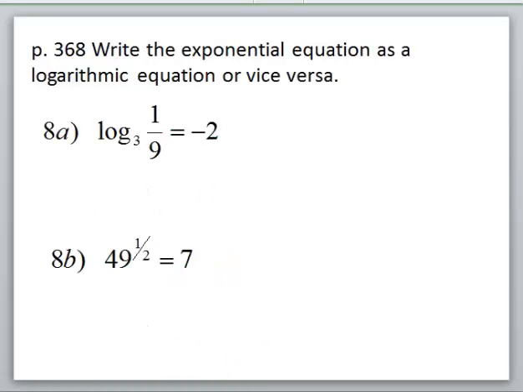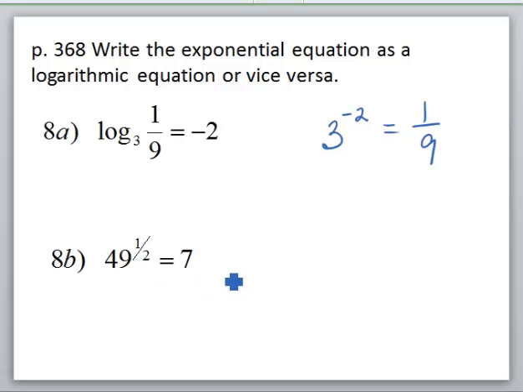Let's look at a couple more of those. I'm not actually asked to evaluate without a calculator. I'm just asked to write the exponential equation as logarithmic or vice versa. So if it is in log form, we're going to write it in exponential form. If it's in exponential form, we're going to write it into log form, just going back and forth between the two different equations. So this is my base, 3. This is my exponent, -2. And then this is what it equals. This is a very true statement. 3 to the -2 is 1 over 3 squared, which is 1/9.